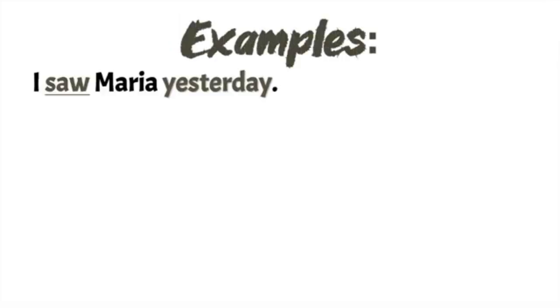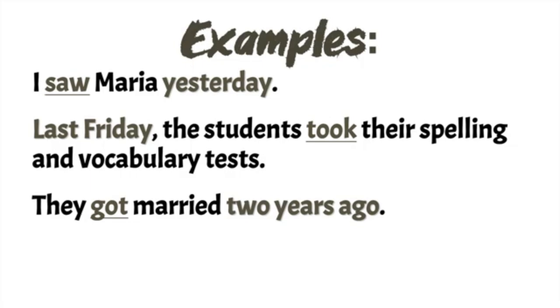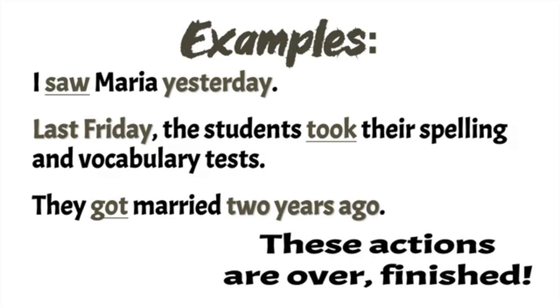So examples. I saw Maria yesterday. So saw is the irregular past verb of the verb to see. Yesterday is an adverb of time. Last Friday, the students took their spelling and vocabulary tests. So took is the irregular past of the verb to take. They got married 2 years ago. Got is the irregular past of the verb get. These actions are over. They are all finished.